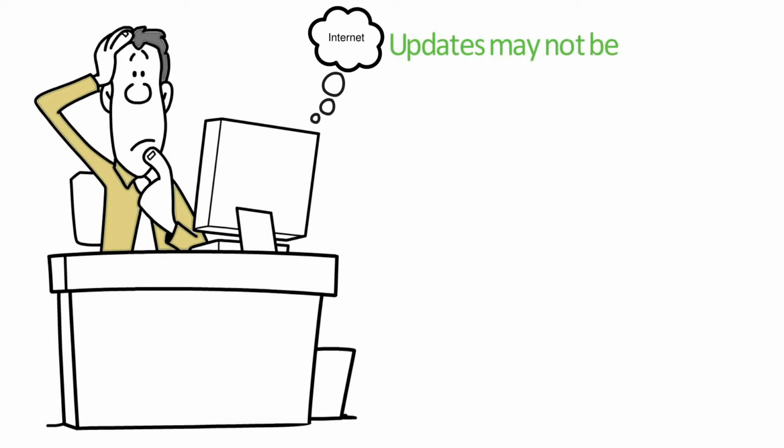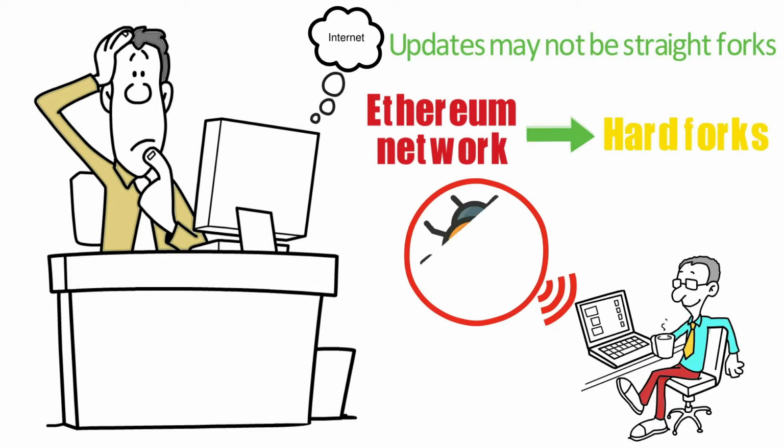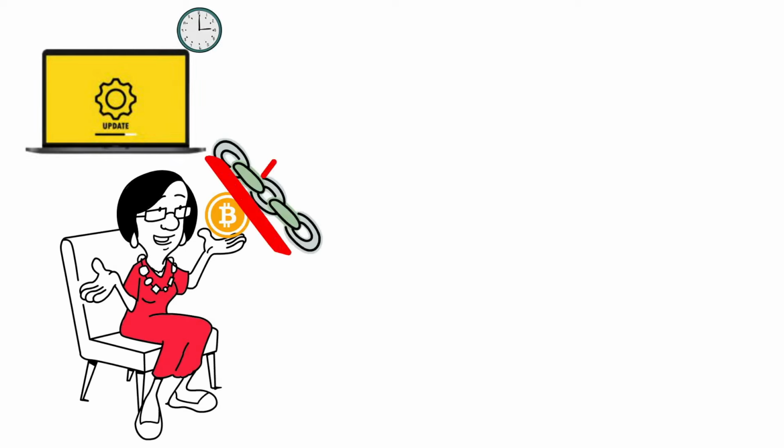Updates may not be straight forks. For example, the Ethereum network runs periodic hard forks to update its code with bug fixes and new features. These are planned updates that all nodes will release at the same time. When this happens, there is no new currency or chain.